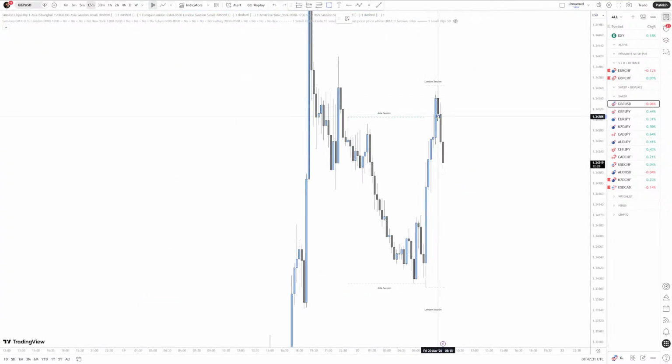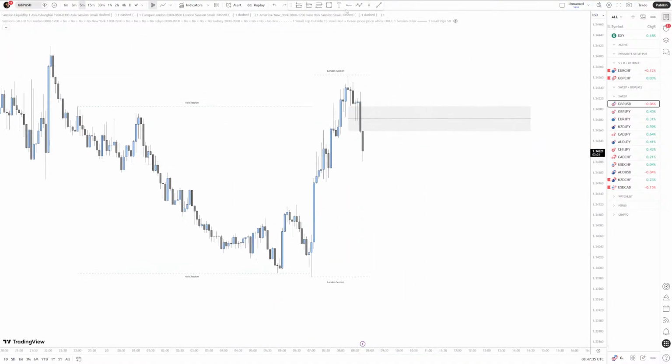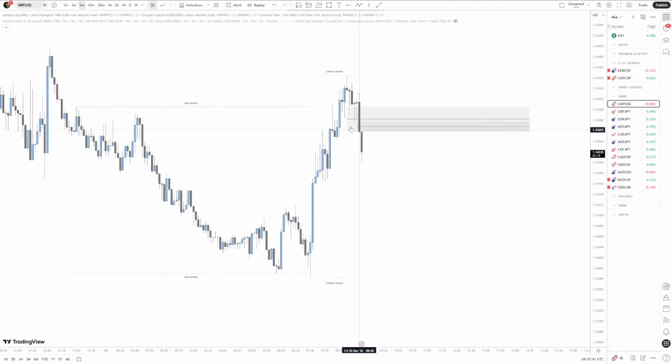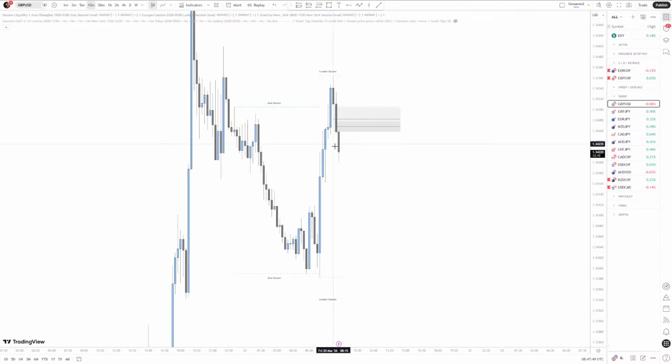So here we have the 15-minute. And we have this displacement here. Now, I'm looking at the 5 minute, and technically there is a displacement on the 5 minute from here to here, which is the lower quartile of the 15-minute fair value gap. It is a little bit cleaner, the 5 minute, because it doesn't include these wicks. But the 15 minute looks very good.